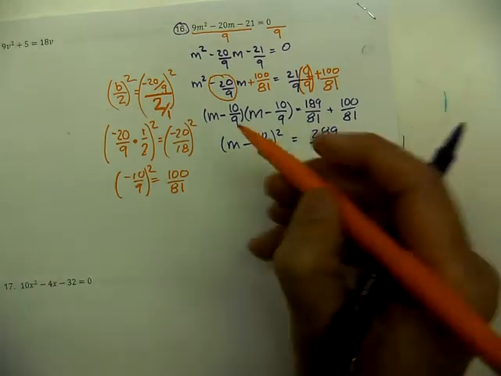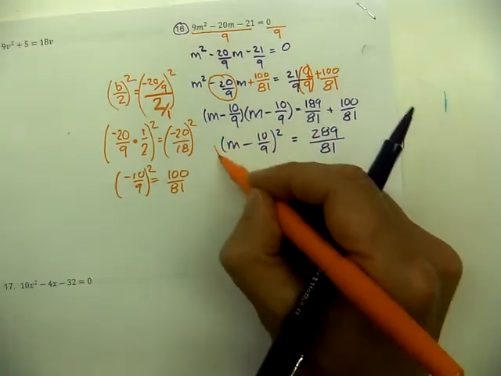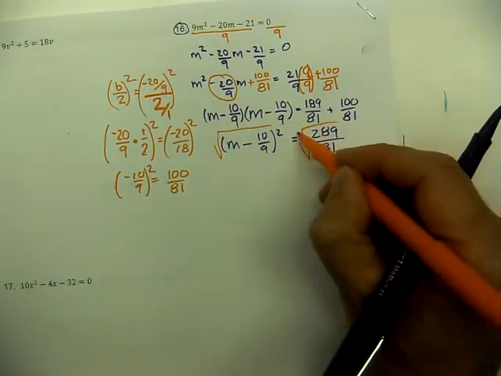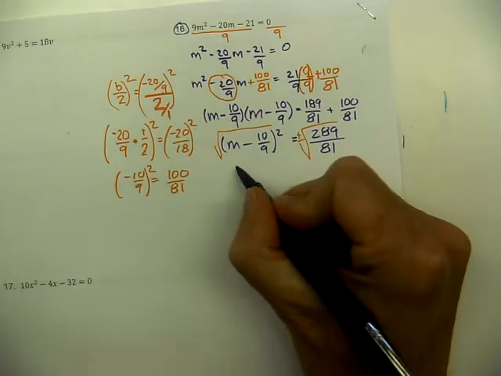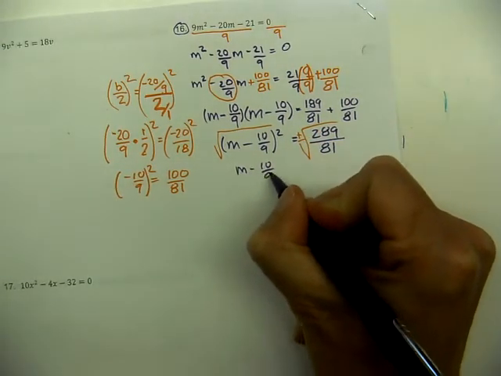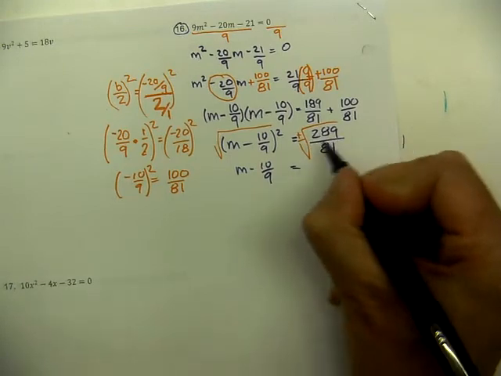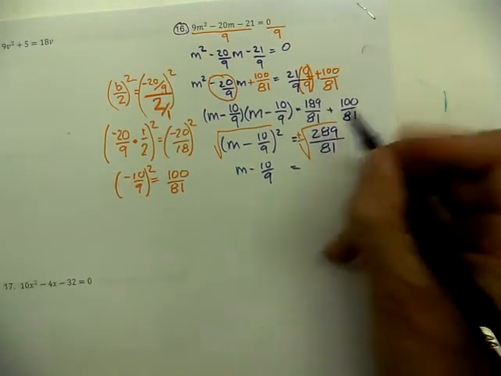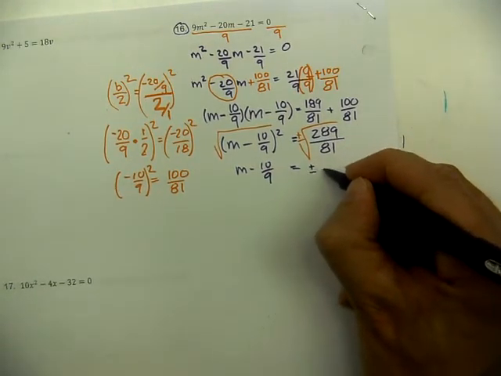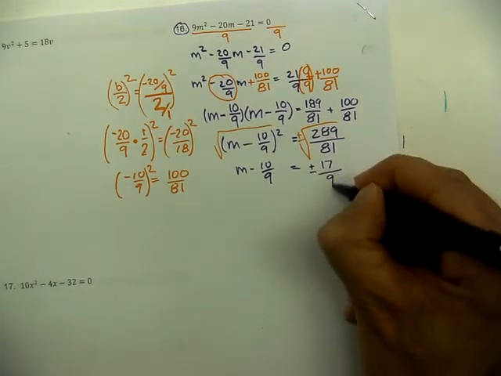Now we can extract the roots, meaning we'll take the square root of both sides. Don't forget your plus or minus. m minus 10 over 9 on the left. It just so happens this is a perfect square. We got fortunate here, so that's going to be a plus or minus 17 over 9.